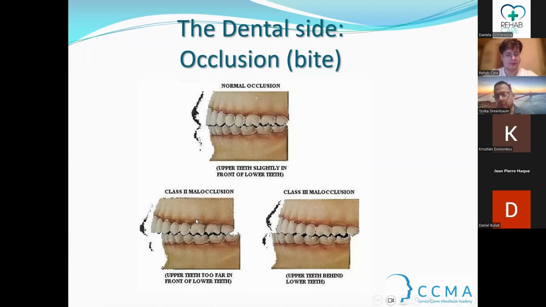Class 2 malocclusion is when the upper teeth are too front to the lower, more than 2 millimeters, maybe 3, 4, 5, sometimes even 10 millimeters. That will be class 2 malocclusion.